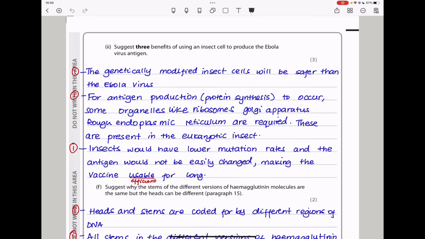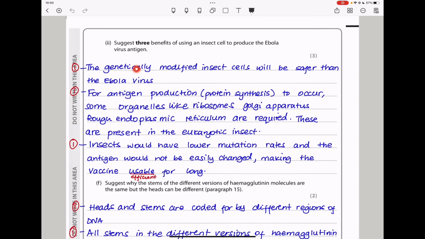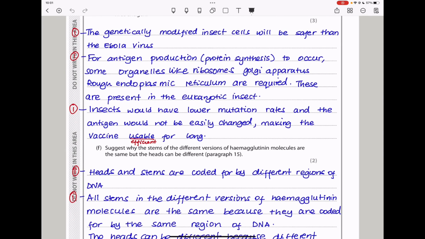Here they say suggest 3 benefits of using an insect cell to produce the Ebola virus antigen. So I said, these genetically modified insect cells will be safer than the Ebola virus. For antigen production to occur, some organelles like ribosomes, the Golgi apparatus, the rough endoplasmic reticulum are required, and these are present in the eukaryotic insect. Insects would have lower mutation rates, and the antigen would not be easily changed, making the vaccine usable for long.